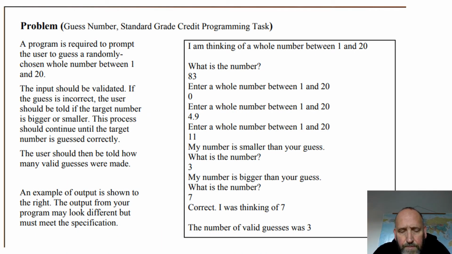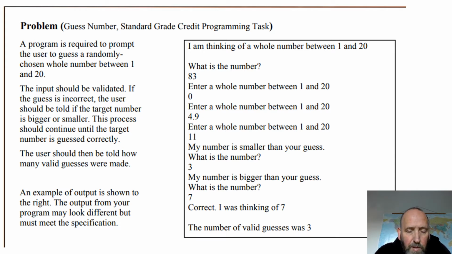So here's our problem. A program is required to prompt the user to guess a randomly chosen number between 1 and 20. The input should be validated. If the guess is incorrect, the user should be told the target number is bigger or smaller. This process continues until the target number is guessed correctly. The user should then be told how many guesses they made.